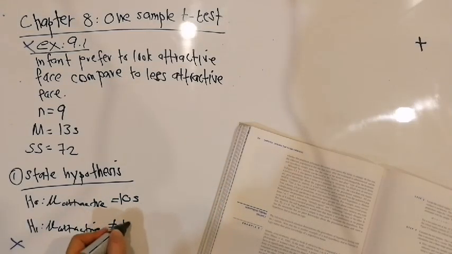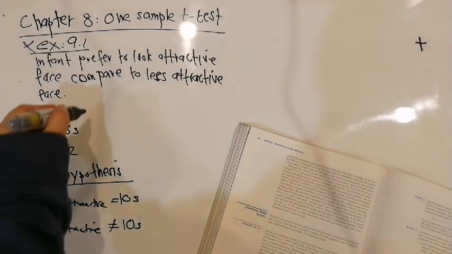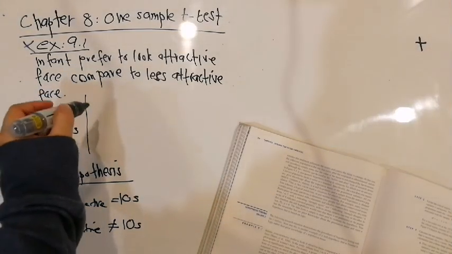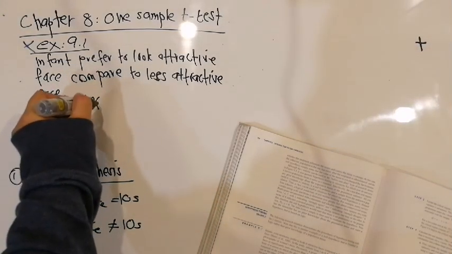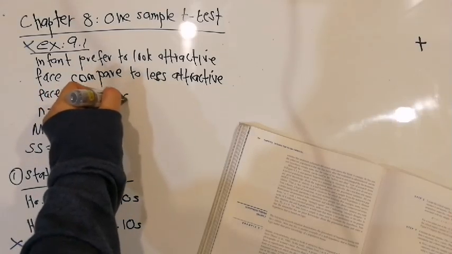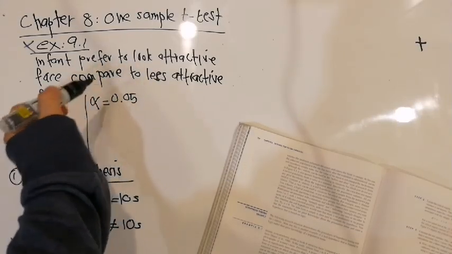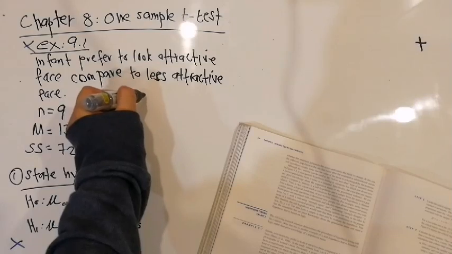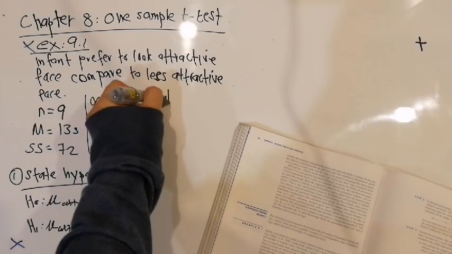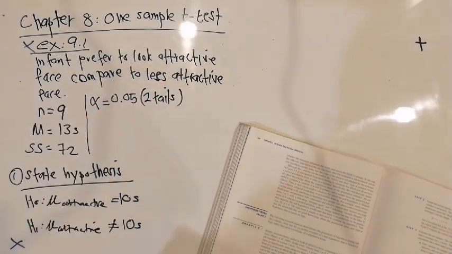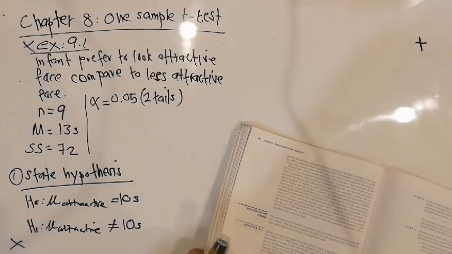Okay, 10 seconds, and then they give you the number, what they call alpha, is 0.05, 0.05 two tail. Okay, done for step number 1.